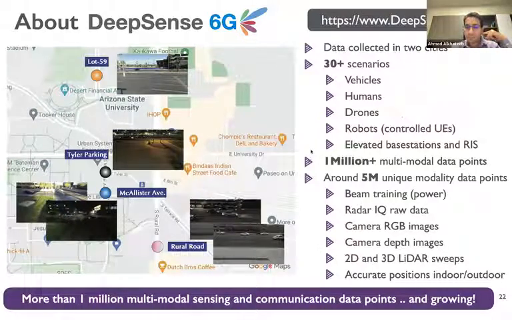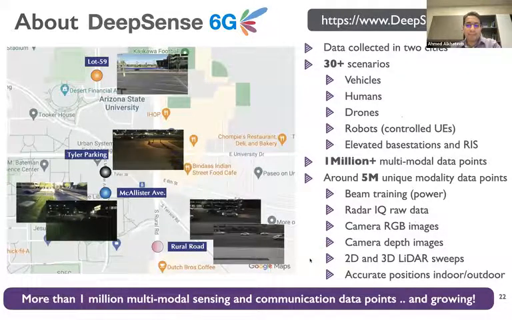And so far we have more than 1 million data points, again with different data modalities. For radar, we have IQ data, camera RGB images, and depth images for some cases. We have both 2D and 3D LiDAR now in some scenarios, as well as accurate position information, both outdoor using accurate RTK GPS, and indoor using other systems.